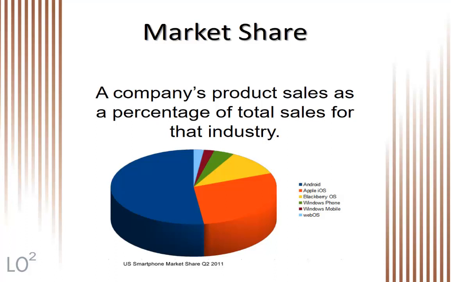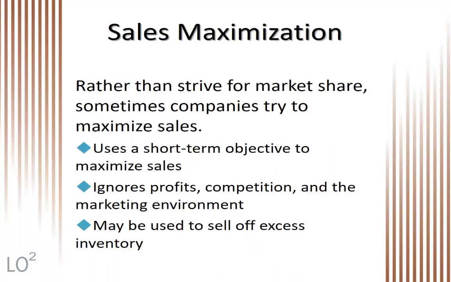Many companies believe that maintaining or increasing market share is an indicator of the effectiveness of their marketing mix. Larger market share often means higher profits thanks to economies of scale, market power, and the ability to compensate top quality management. But this conventional wisdom is not always reliable. Many companies with low market share survive if they are in a slow growth industry and experience few product changes. Sales maximization: rather than strive for market share, sometimes companies try to maximize the sales itself, so they use a short-term objective to maximize the sales.